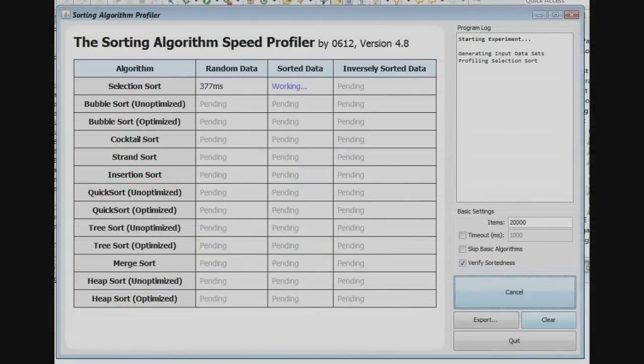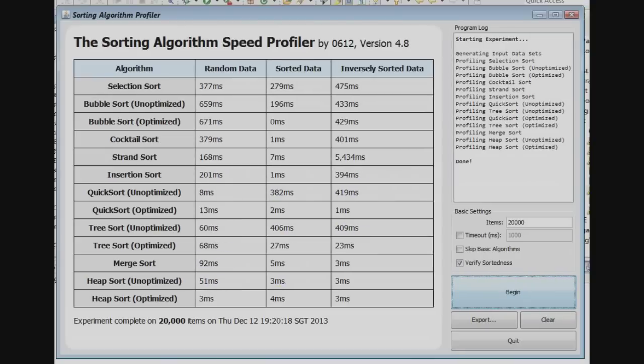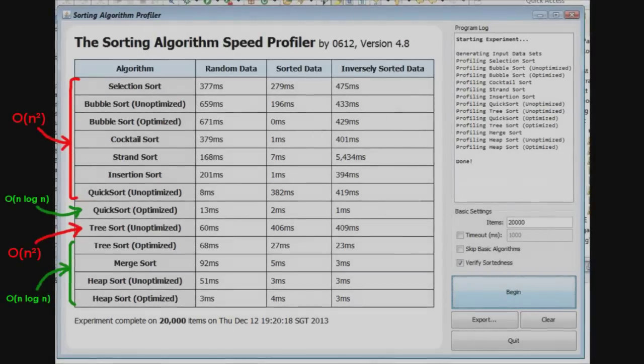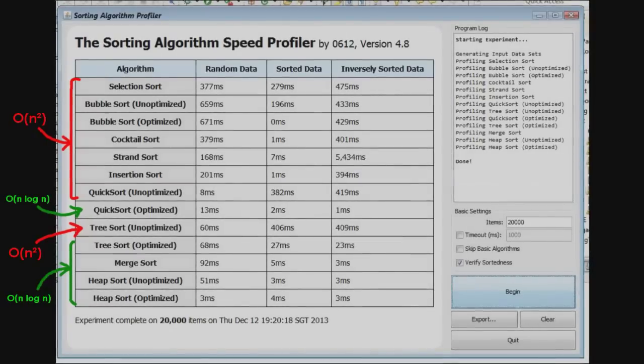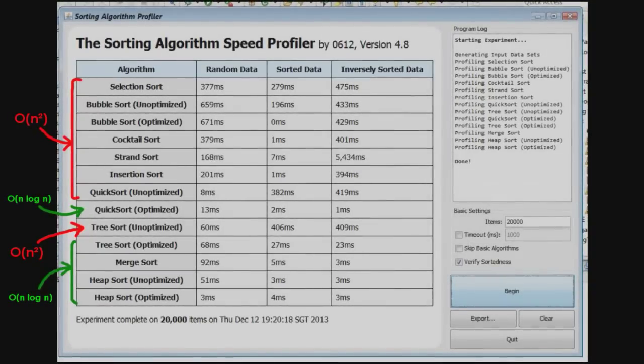What you're seeing on screen right now is a little program that I threw together in Java. Essentially what this does is it profiles some sorting algorithms. Notice what happens when I give it 20,000 items. Now, this means n equals 20,000, which means n squared is pretty darn huge, whereas n log n is significantly smaller. You can look at the times generated from this profiling process. You'll notice how much quicker the more efficient algorithms are.